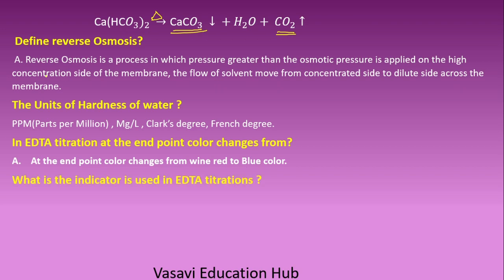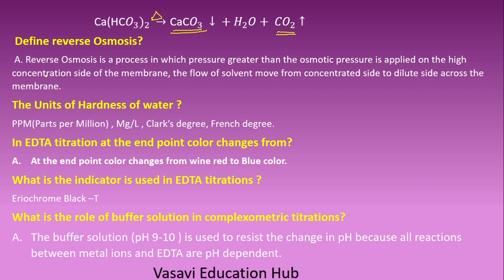What indicator is used in EDTA titration? The familiar indicator we use in complexometric titration is Eriochrome Black T. It is the indicator, and it is black in color. Okay, what is the role of buffer solution in complexometric titration? A buffer solution, where we maintain pH 9 to 10, is used to resist the change in pH, because all the reactions between metal ion and EDTA are pH dependent.